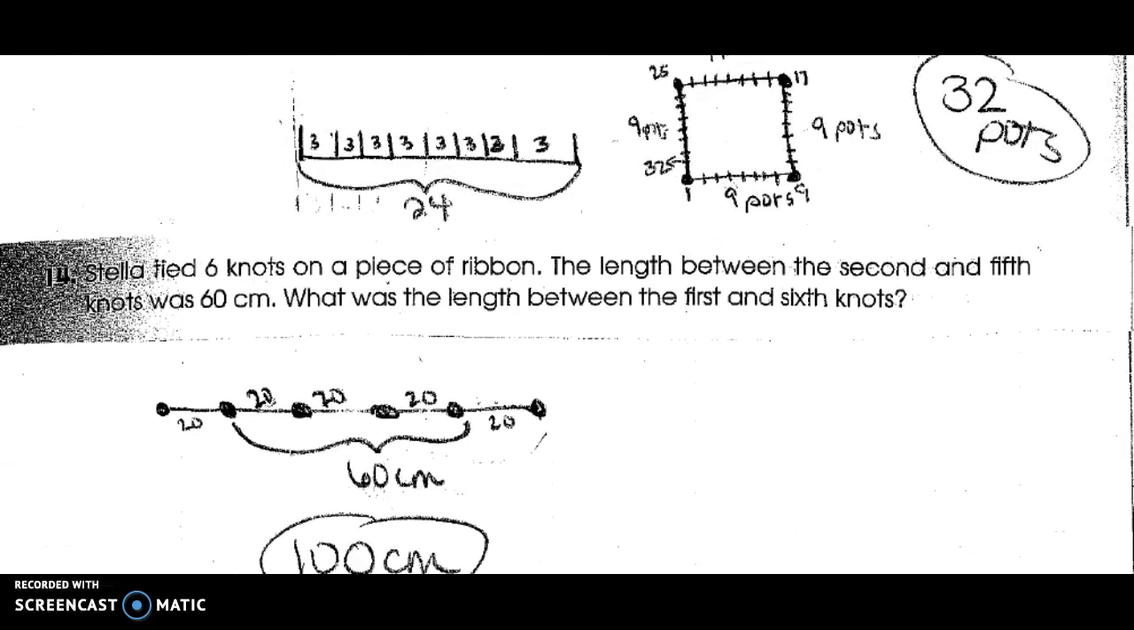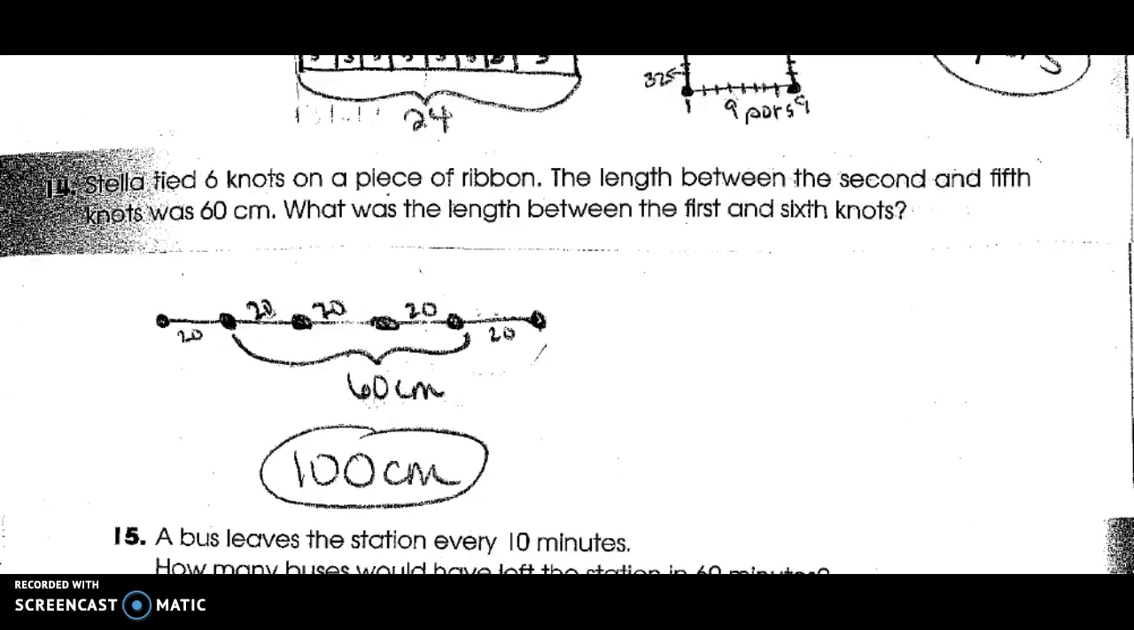This is number 14. There were 6 knots on a ribbon. The length between the second and the fifth was 60. So here I have the second and the fifth. The length is 60. There are 3 intervals in between, so that means there's 20 between each knot. So I know starting from the beginning, there's 20 here, and then there's 20 at the end, which makes a total of 100 centimeters. Pause this now before you go to number 15.